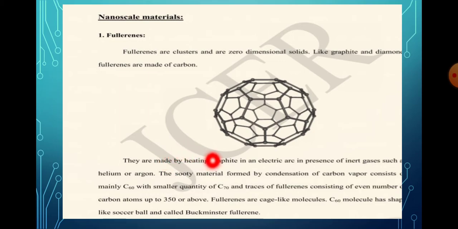Sooty flame means a saturated flame, which is formed by carbon vapor consisting of a smaller quantity of C70 traces, and these are even-numbered, cage-like structures, which give C60 molecules, the soccer ball, meaning ball-like structures.